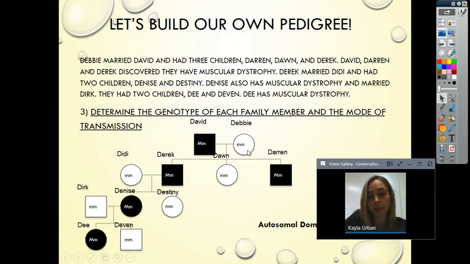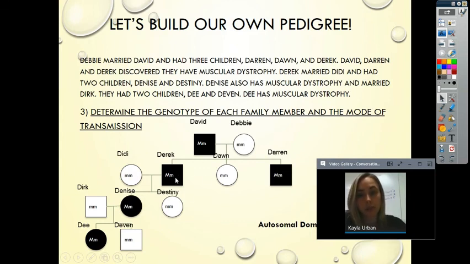So mom doesn't have it at all. So she has to be homozygous recessive. And dad is heterozygous. Dawn is homozygous recessive because she doesn't have it. You know for sure that everybody that doesn't have this is homozygous recessive. What you're looking for is whether the people that are affected with it are heterozygous or if they're homozygous dominant for it. So Darren has to be heterozygous because he got one healthy allele from mom and then had to have gotten the diseased allele from dad. Otherwise, he wouldn't have muscular dystrophy.